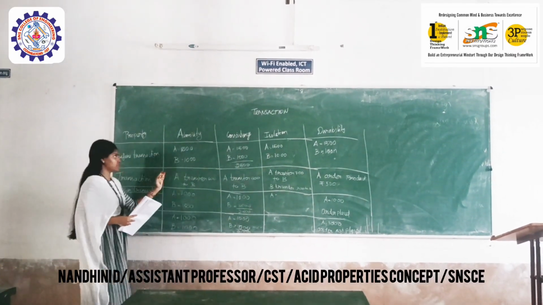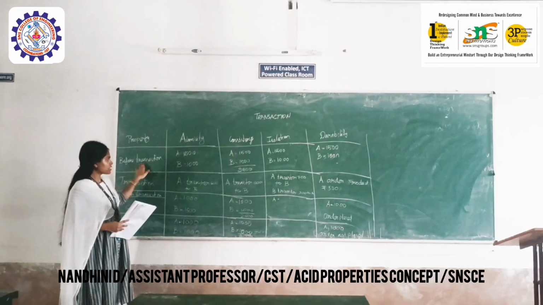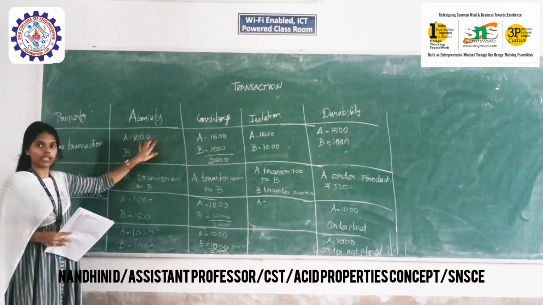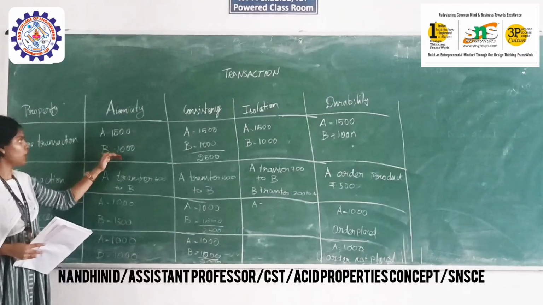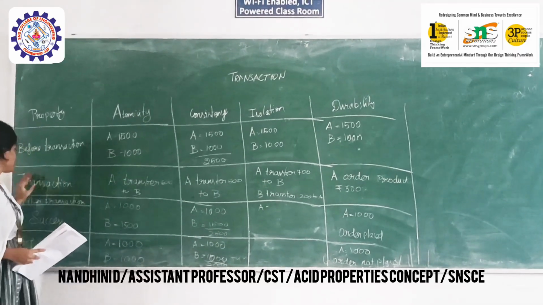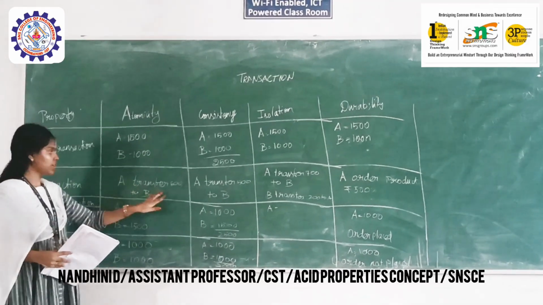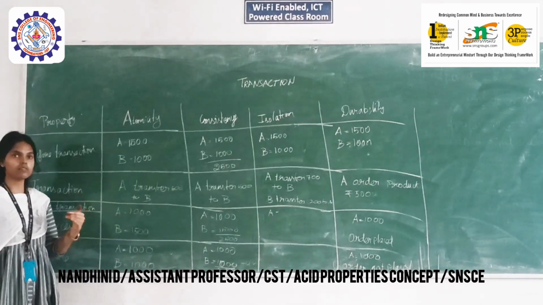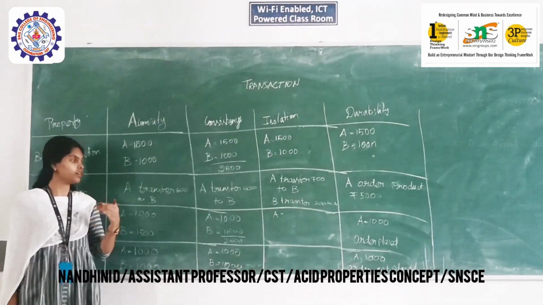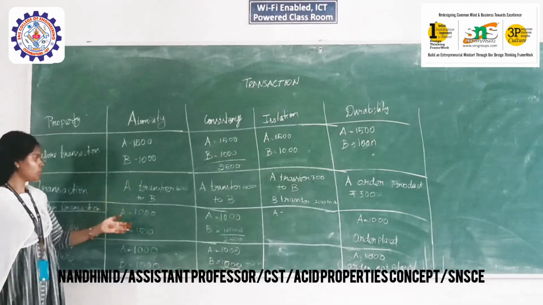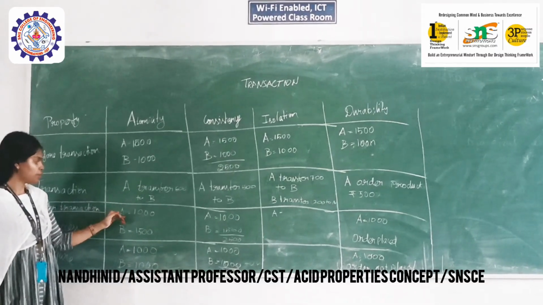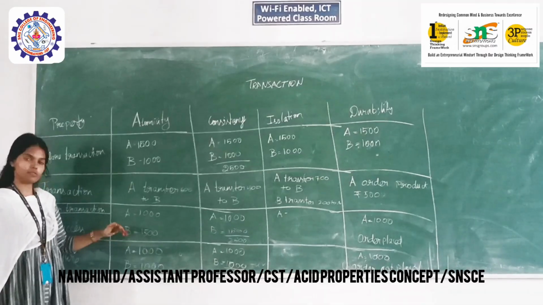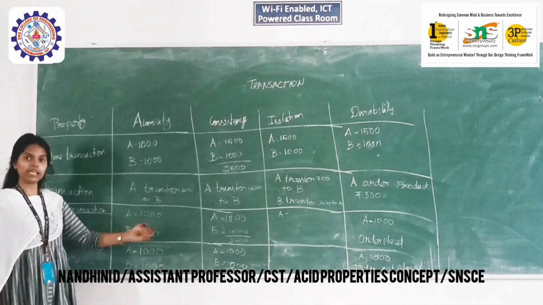Let's see an example. Before the transaction, person A holds an amount of 1500 and person B holds an amount of 1000. During the transaction, A is trying to transfer 500 to B. When it is a success, that is, A has successfully transferred 500 to B, what will happen? In person A's account, 500 will be decremented, and in person B's account, 500 will be incremented.